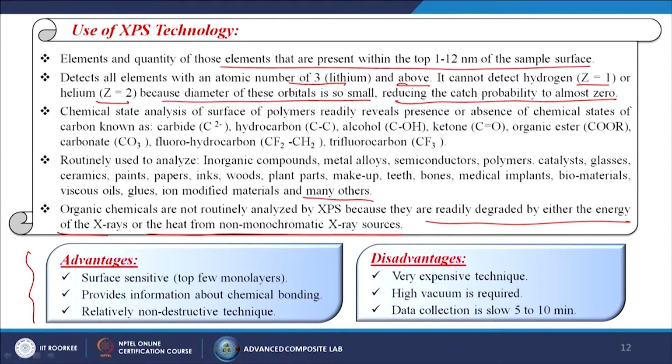What are the advantages? It is surface sensitive, viewing the top monolayers, provides information about chemical bonding, and is a relatively non-destructive technique. What are the disadvantages? It is a very expensive technique, high vacuum is required, and data collection is slow, almost 5 to 10 minutes.